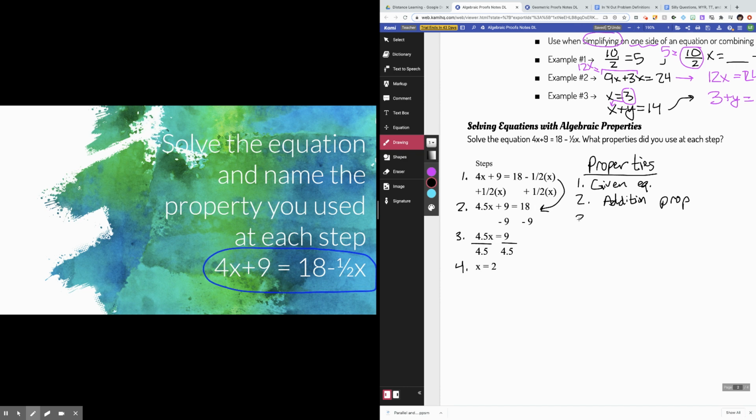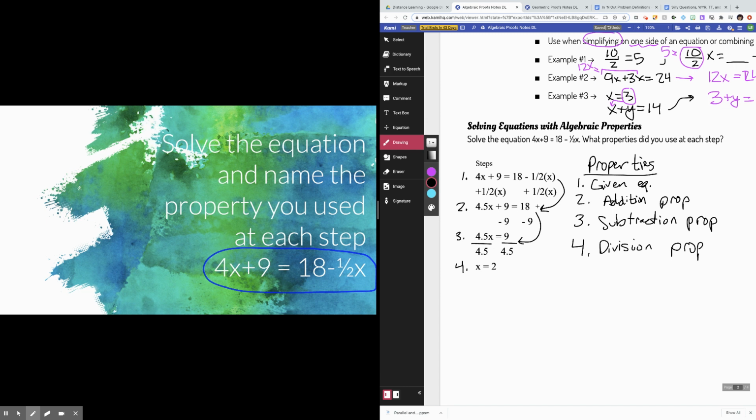To get to step 3, to get to the third equation, I used the subtraction property. Apologize for my handwriting here. So from here to here, I used the subtraction property. And then to get to my last equation, my last step, I used the division property because I divided by the same number on both sides. Okay, so those are the properties that I used at each step.